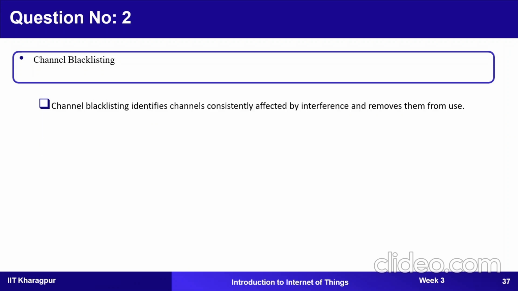Next technique is channel blacklisting. So in case of channel blacklisting, what happens is we identify the channel which is consistently affected by interference and remove it from use. So if a channel is consistently getting affected by interference, then we are going to remove that channel with the help of the channel blacklisting technique.